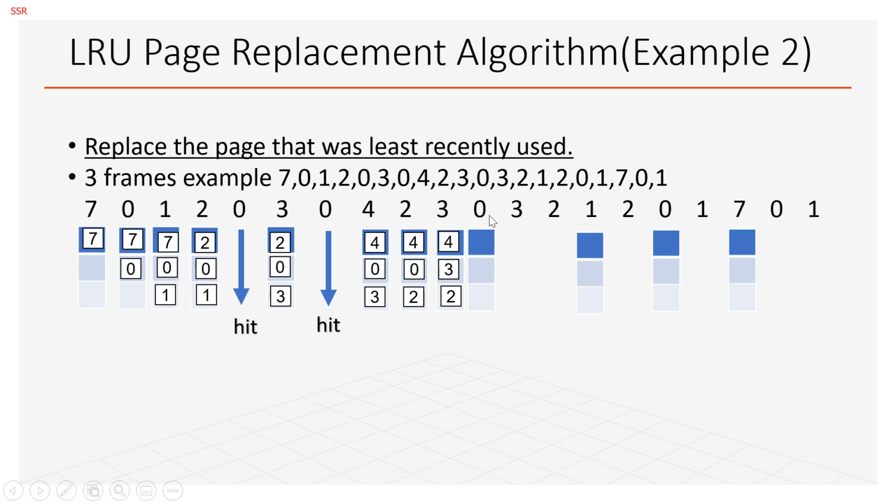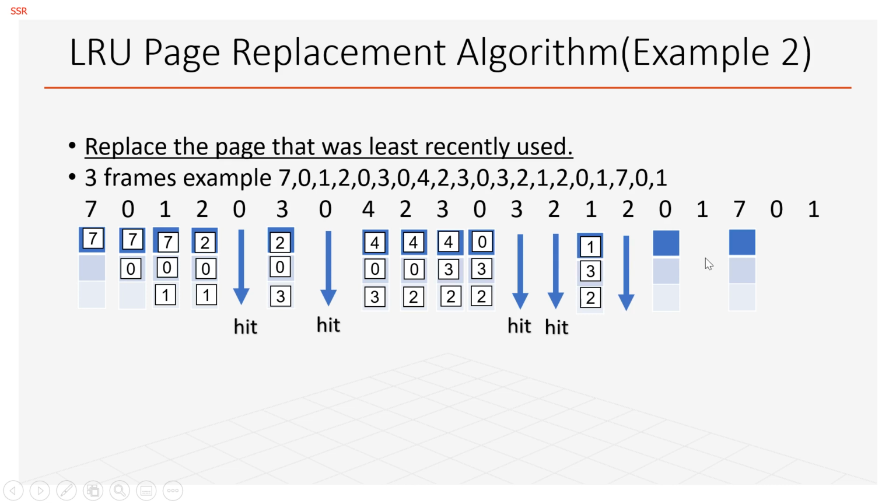Next for page number 0, 3 and 2 remain as they are, 4 is replaced with page number 0. 3 is a hit and again 2 is a hit. Both these pages are present in the main memory. Next we want page number 1. So 2 is the recently used page, write it. 3 is the recently used page. 0 is the least recently used page. So replace it with 1. 2 is in the main memory, so it is a hit.